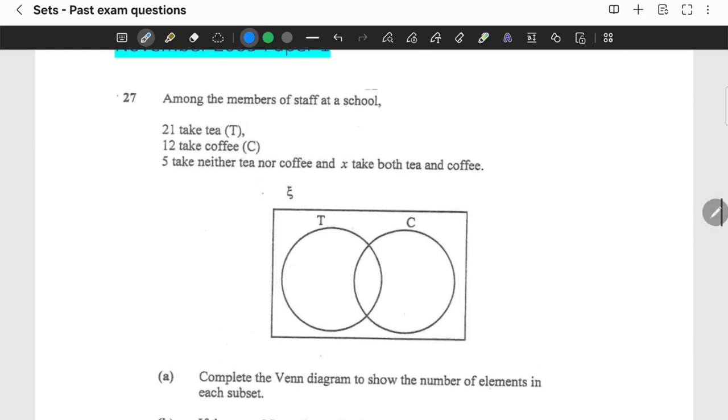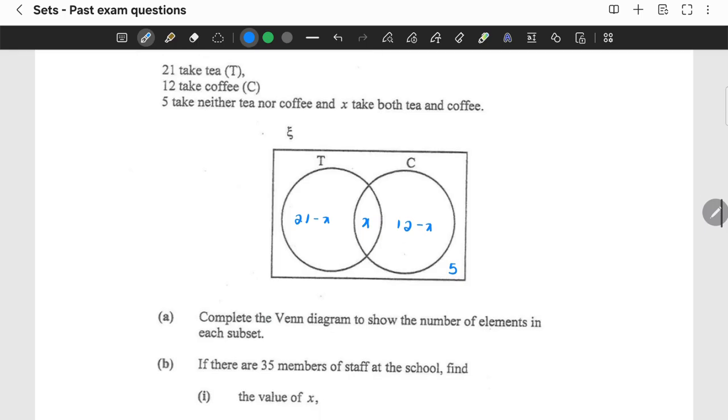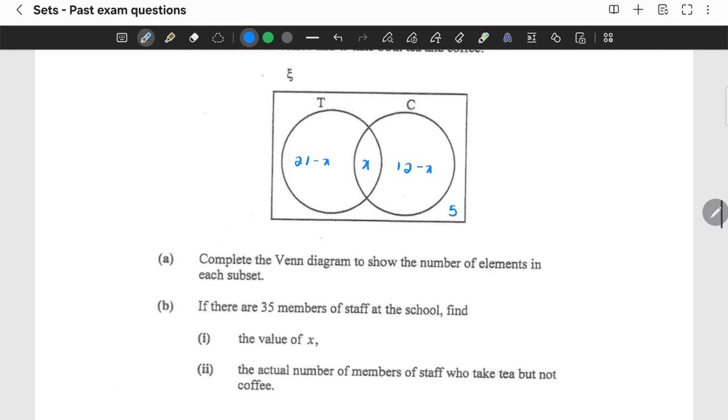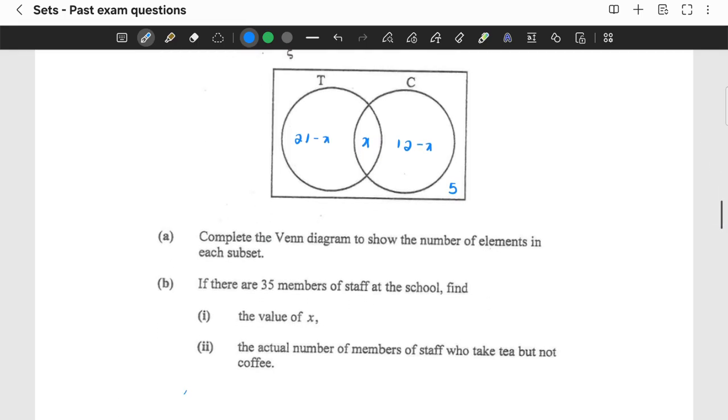So I'm going to fill this in blue. X take both tea and coffee. 21 take tea, so that's going to be 21 minus X. 12 take coffee, that's going to be 12 minus X. 5 take neither, so 5 is going to be there. So that's the first question. If there are 35 members of staff, find the value of X.